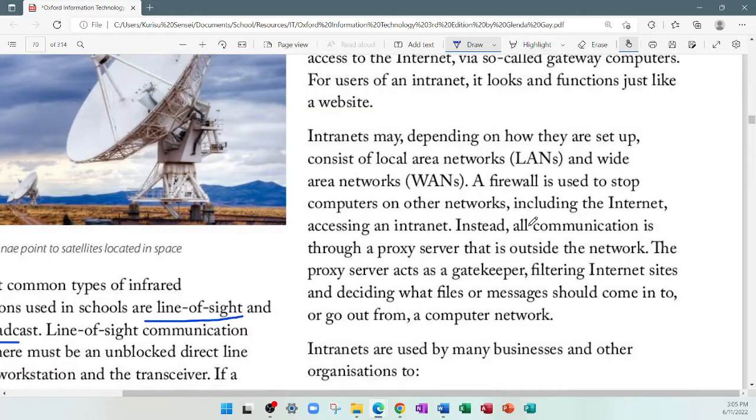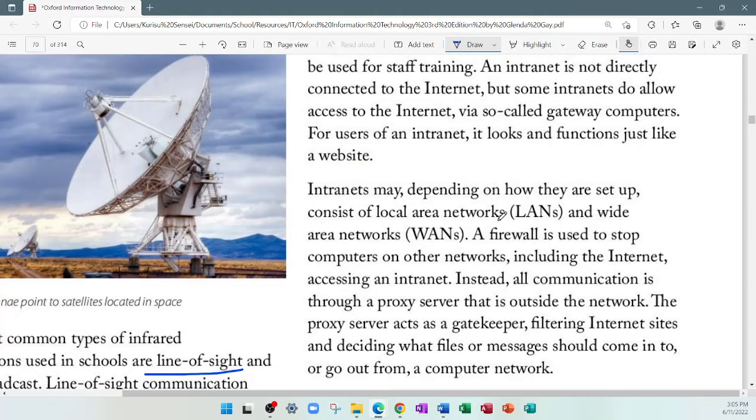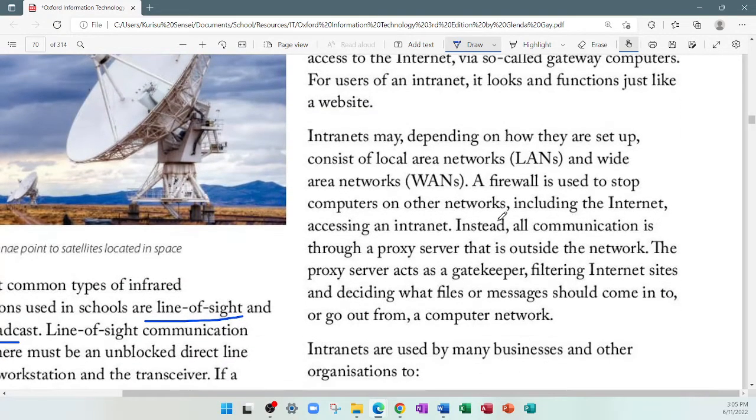Now, the intranets will be protected by devices such as a firewall or proxy server, which is going to act as a gateway. It's going to filter internet sites. So basically, some intranets will not even allow you to access the internet.